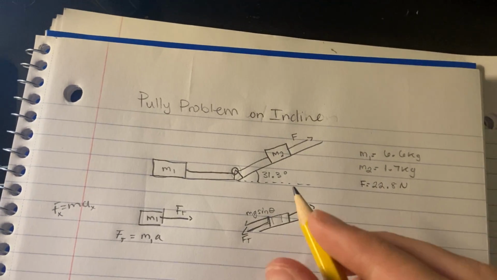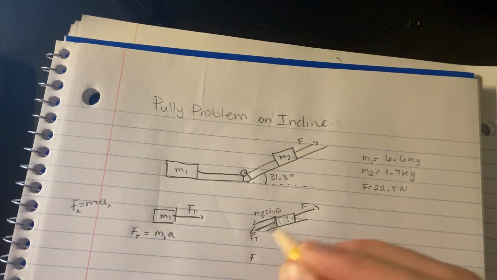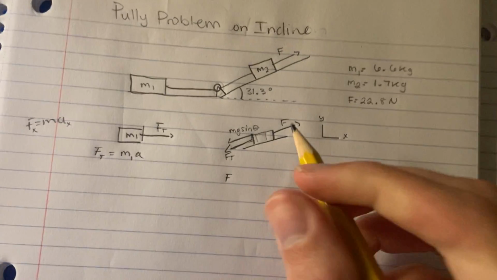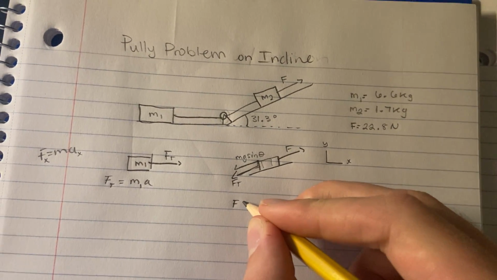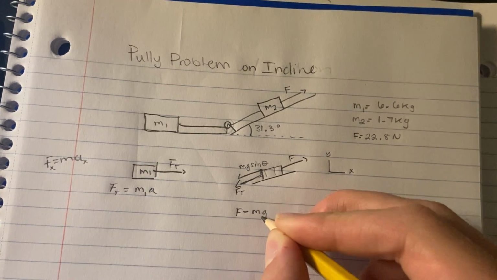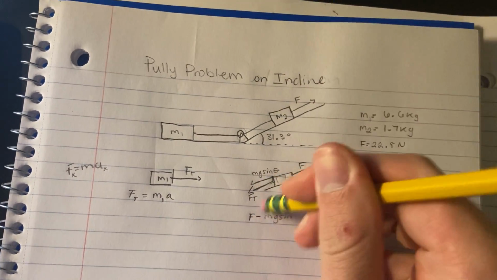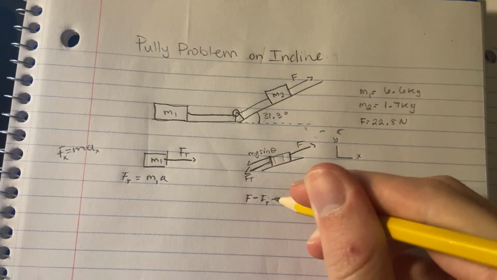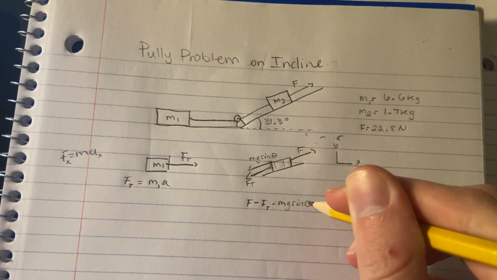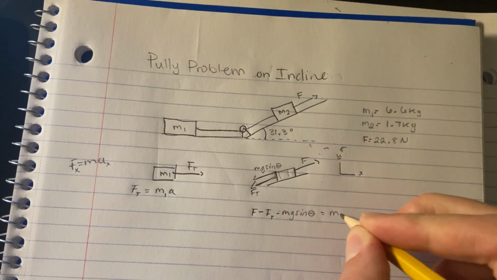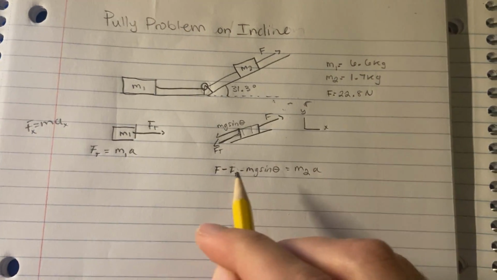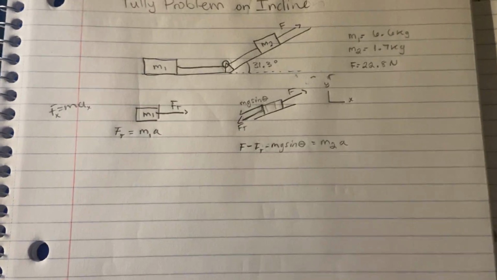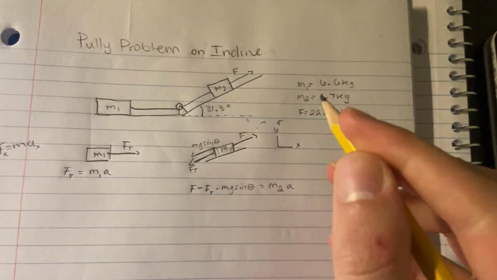Okay, so for this, if this is our coordinate axis, we're going to have F minus Ft minus mg sine theta is equal to m2a, because it's basically the long version of Fx equals max for mass 2, which I forgot to label here, I apologize.